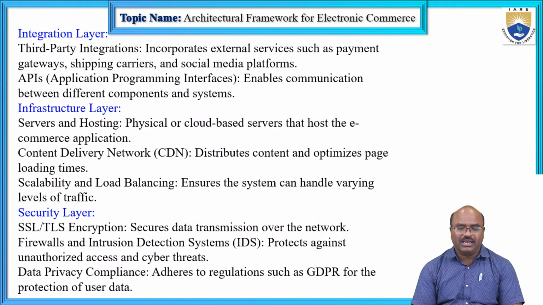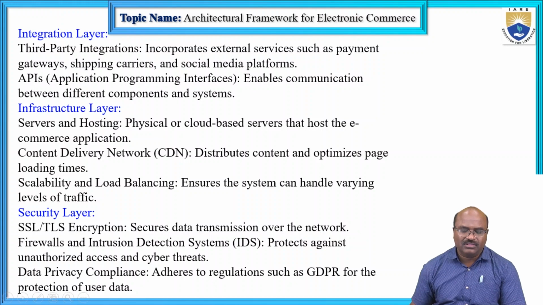Another important layer in the architectural framework for electronic commerce is the infrastructure layer. Infrastructure depends upon servers and hosting. What is the server? The physical or cloud-based servers that host the e-commerce application. Another one is the content delivery network, CDN, which distributes the content and optimizes page loading times. That is also infrastructure. Here, one of the important things in the infrastructure layer is scalability and load balancing, to ensure the system can handle varying levels of traffic. That is also another technique.